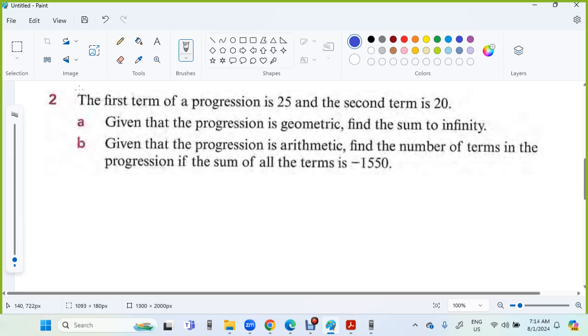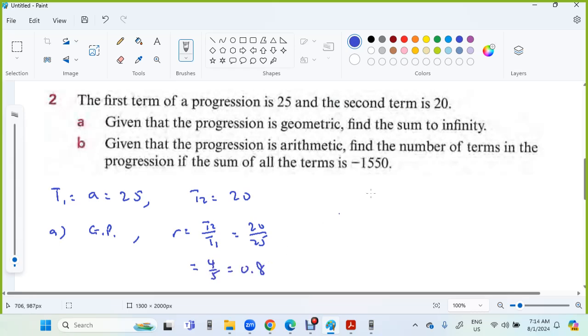Question number 2. The first term of a progression A is 25. Second term is 20. It is a GP, geometric progression, and we want to find the sum to infinity. So the R will be the T2 over T1, which is 20 over 25, which is 4 over 5, 0.8.